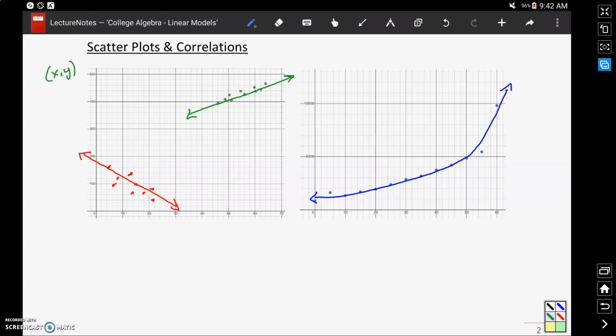We can measure the strength of the association, or essentially how well our data fits to that straight line pattern, by calculating something referred to as the correlation coefficient. The correlation coefficient is going to be equal to lowercase r, and will always be a value between -1 and +1.